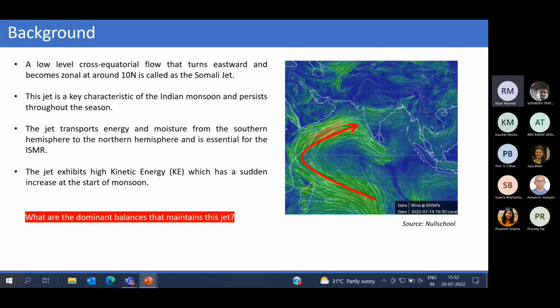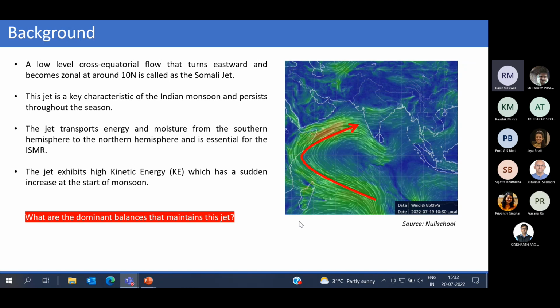So, just a quick background. A low-level cross-equatorial flow that turns eastward and becomes zonal at around 10 degrees north is called the Somali jet. And this jet is a key characteristic of the Indian monsoon, which persists throughout the season. On the right, I have this snapshot from Null School. I took it yesterday. This is 850 hectopascal winds, and you can see the feature of this cross-equatorial flow that turns eastward around 10 degrees north. This is your typical Somali jet.